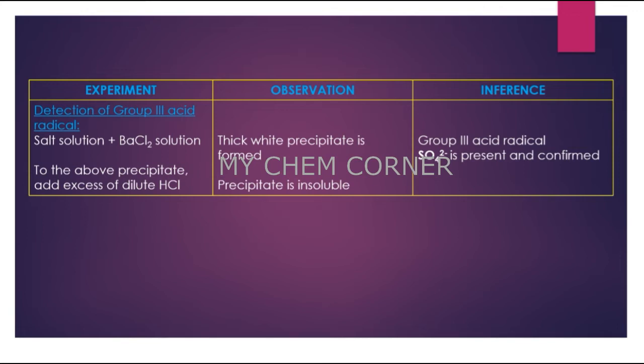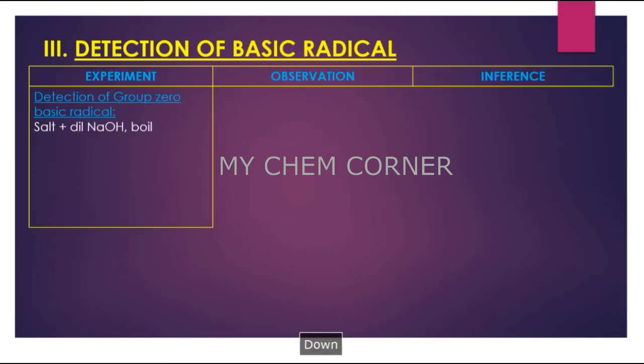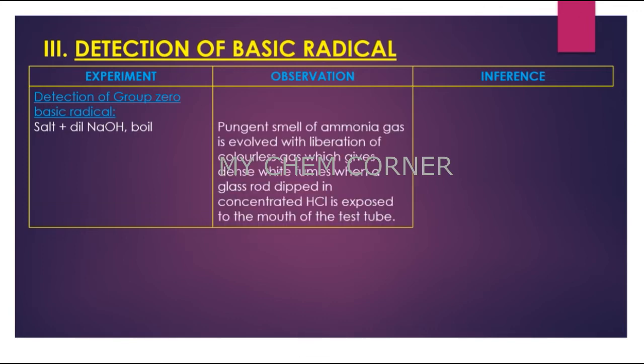Alright, so I hope this entire acid radical section is clear to you all. Next is the detection of basic radical. Here the first thing is to test for group 0. In this case you take salt and dilute NaOH and you have to boil it. In this case also you need to clamp your test tube to a test tube holder. When you smell the test tube, be very careful because the test tube will be hot. A pungent smell of ammonia gas is evolved as it liberates a colorless gas.